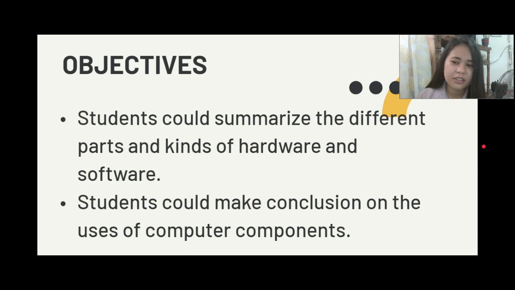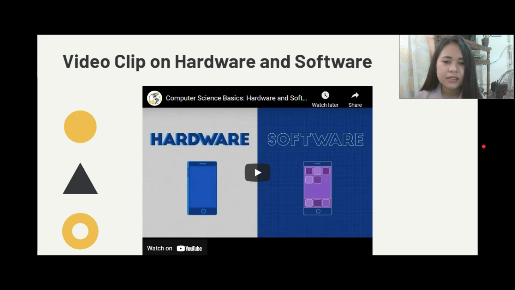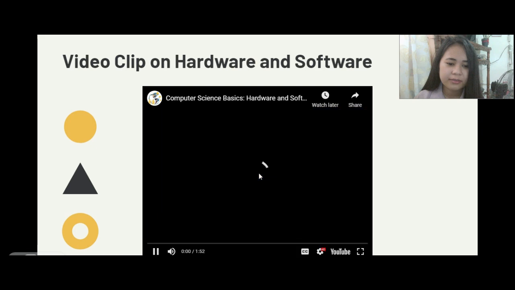So our objectives for today's topic are that you could summarize the different parts and kinds of hardware and software, and second, you could make conclusions on the uses of computer components. I will show you some video clips first before I discuss what these hardware and software are, and later on we'll ask you some questions, so you should listen, class. Okay, so we'll start now.